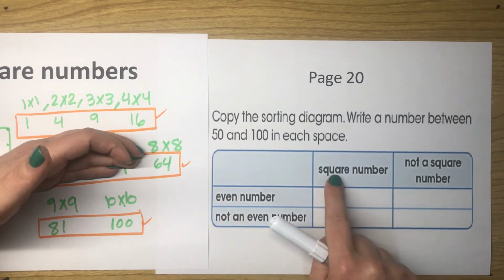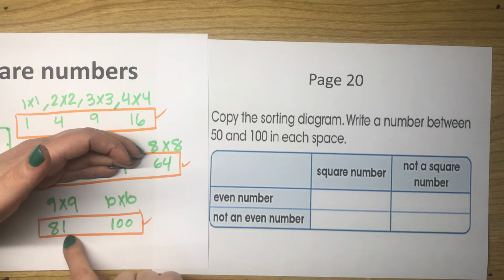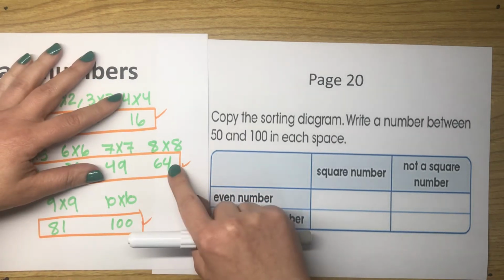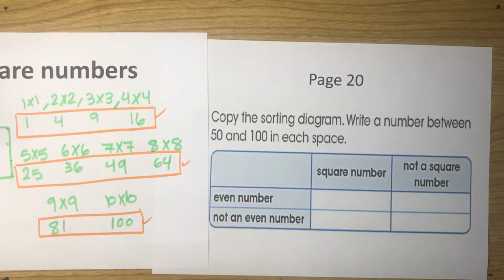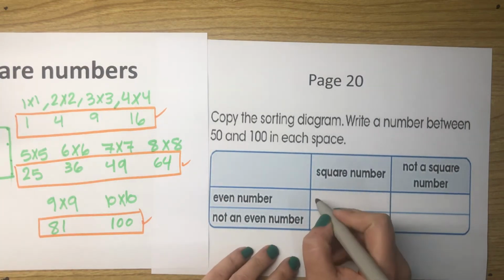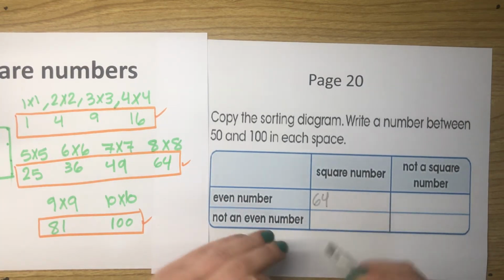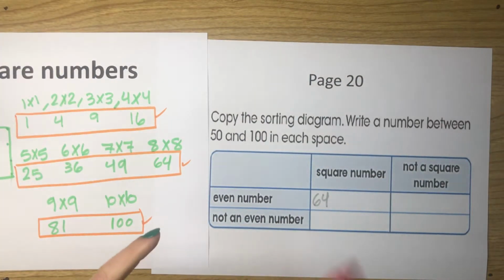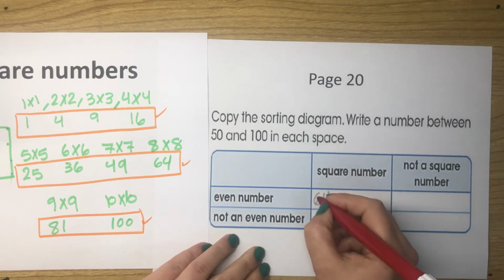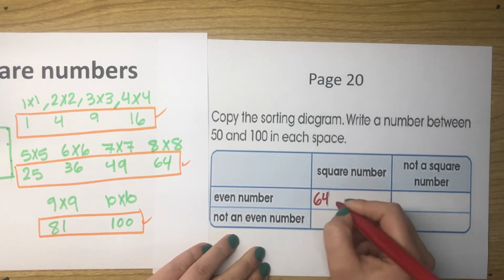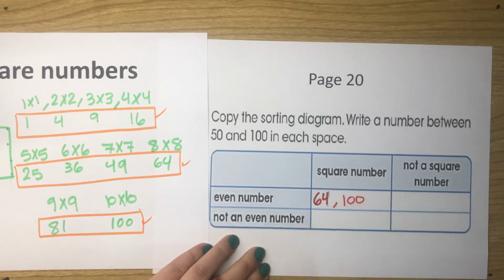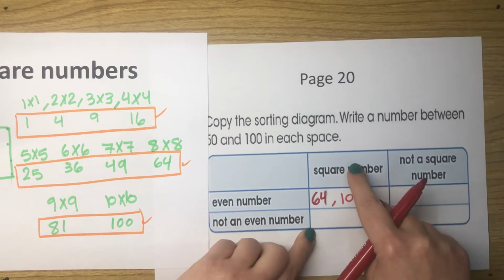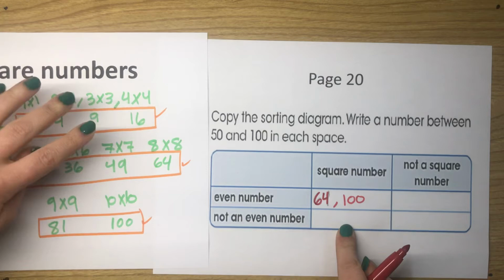It must be a square number and even at the same time. So you have two choices. This is an odd number. So I can get 64 or 100. Both of these answers are correct. 64. Oh, this one is too light. So I have 64 and 100. Okay, not an even number and at the same time a square number.